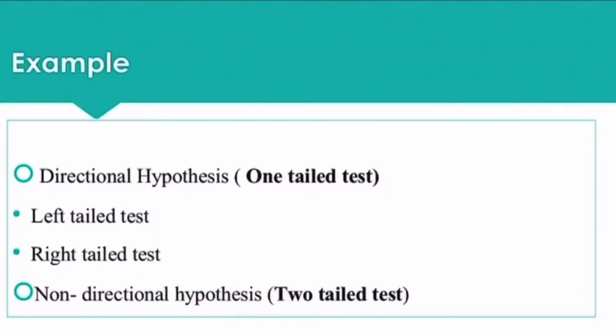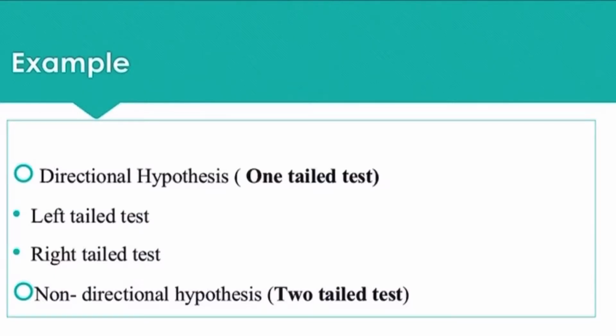Directional hypothesis. This is an alternative hypothesis which predicts that results of one particular condition will be greater than the other. That is, one group will be greater than or lesser than the another one. This is directional hypothesis. And one-tailed test is a statistical test of this directional hypothesis. This can be left-tailed or right-tailed.